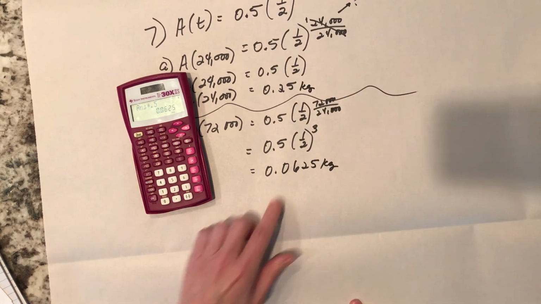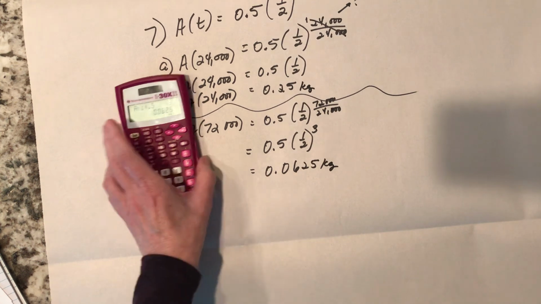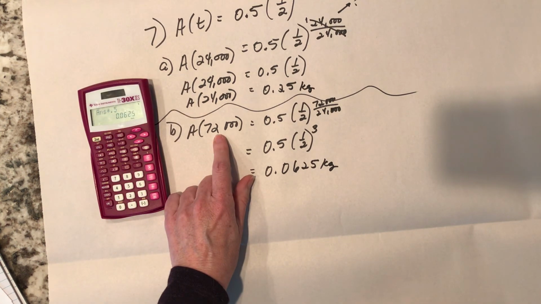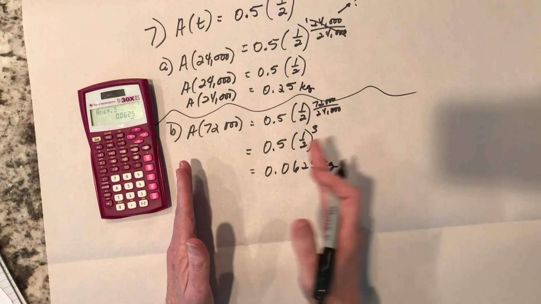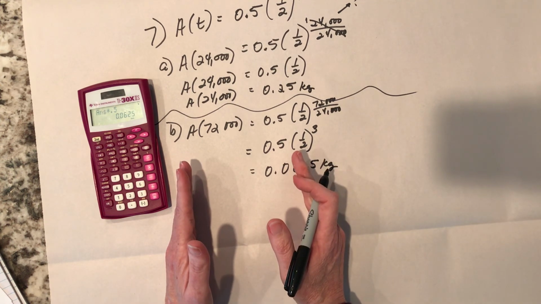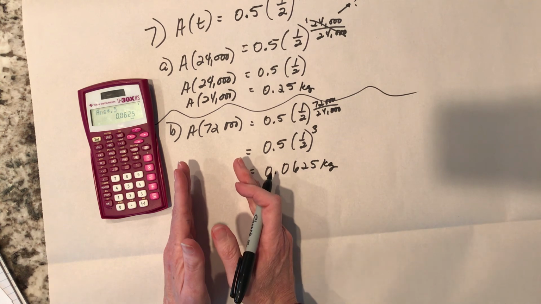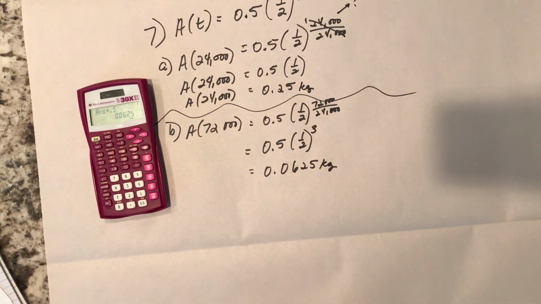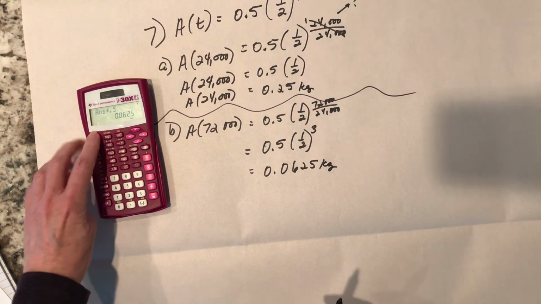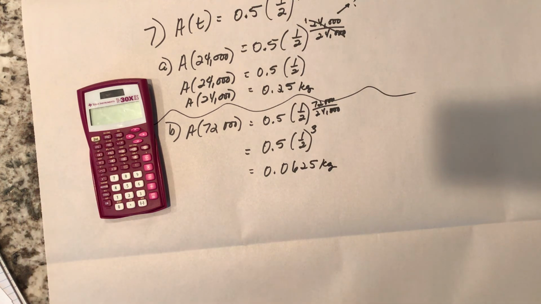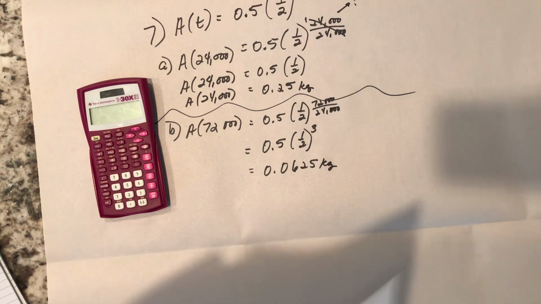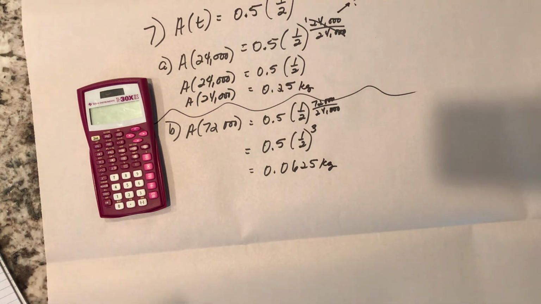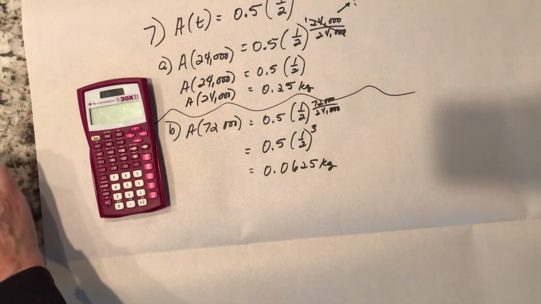So you've got a whole lot less of your stuff left after 72,000 years, 3 times as long, because what happens is the first 24,000 it cuts in half, the next 24,000 it cuts in half again, and the next 24,000 it cuts in half again. It just keeps cutting this smaller and smaller amount in half. Okay, I think that's good for those problems, and I'm going to show you this next one, because it's so important.